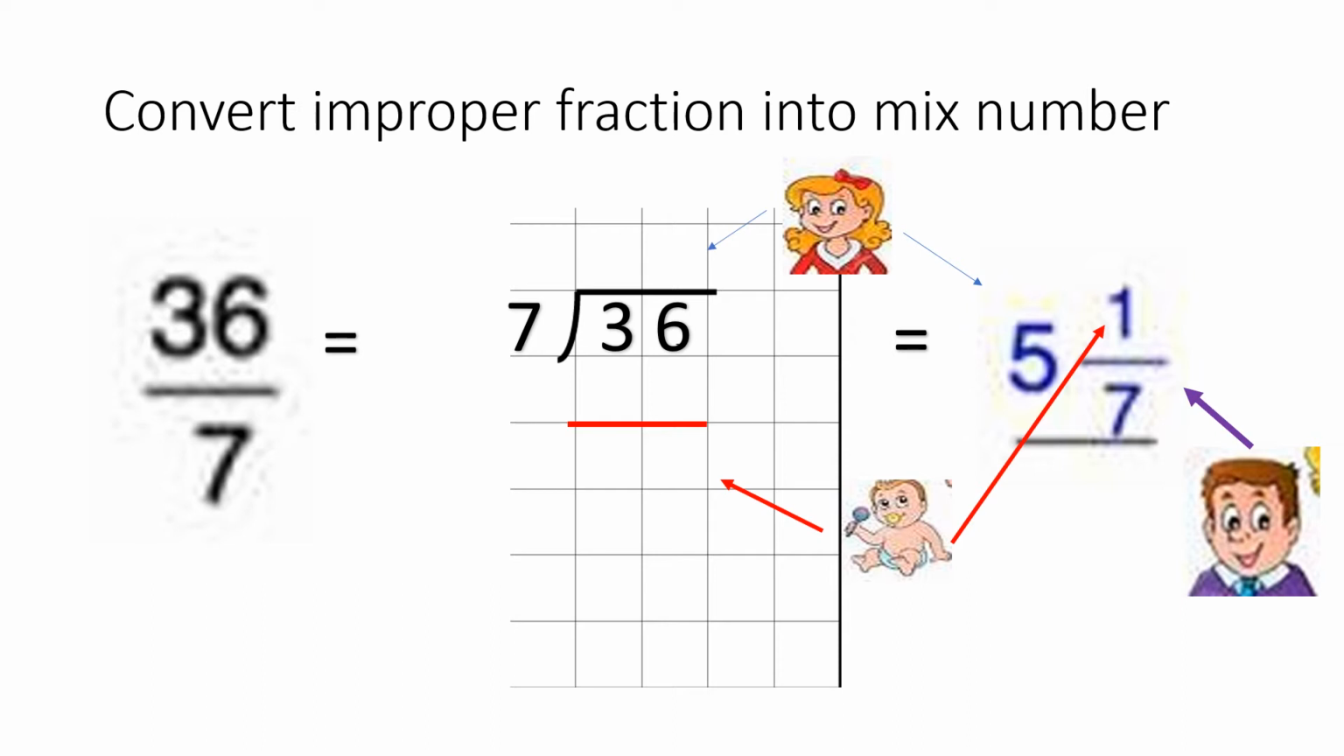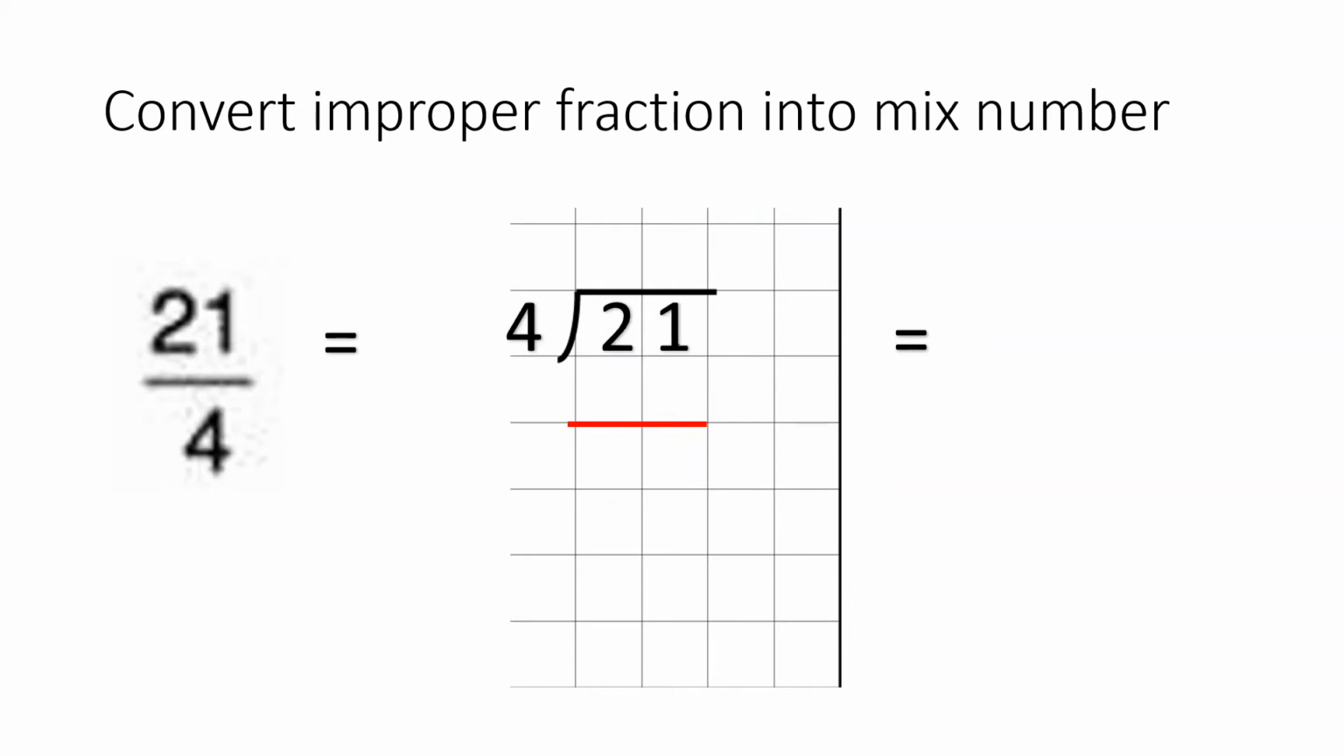Now how to do the 36 divided by 7? Look at the times table 7. Do you have 36? No. What is the nearest number? The nearest number is 35. So 7 times 5 equals to 35. Now 36 minus 35, you get the remainder 1. Now do you get it? How to work it out until you get 5 1/7.